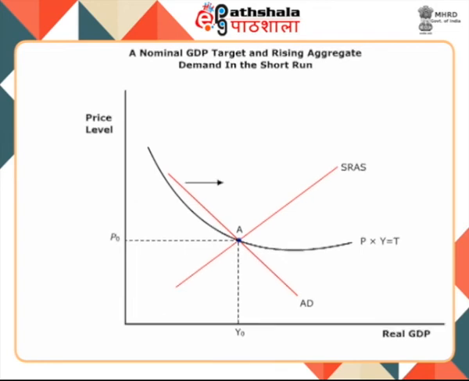An increase in aggregate demand from AD to AD1 moves the economy to point B in the short run. The resulting increase in the price level and the real GDP violates the nominal GDP target. A reduction in the money supply will shift aggregate demand back towards AD and restore the target value of nominal GDP.